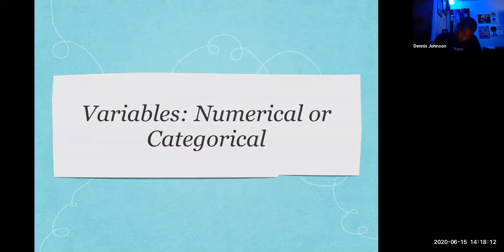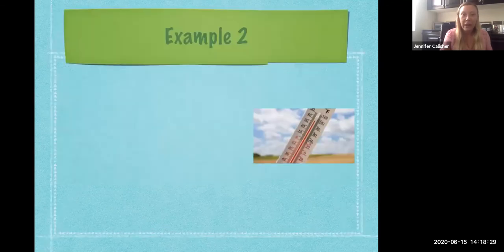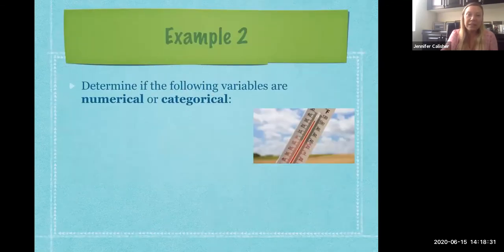A category could be like a color, or it could be a type of car. Is it an SUV? Is it a sedan? What other types of cars are there? A truck, right? So numerical versus categorical. Okay. For the next one, it says determine if the following variables are numerical or categorical. I think I have 3 on here, and then I'll randomly pick on you guys to help me figure out whether it's numerical or categorical.